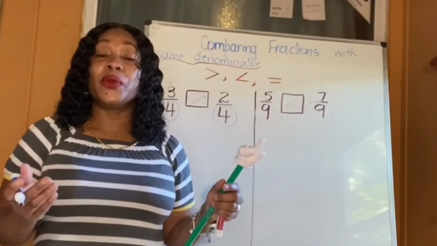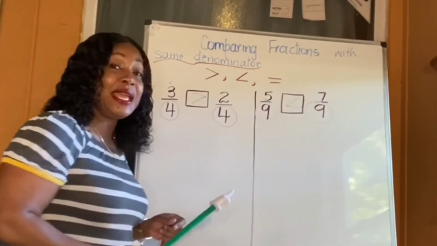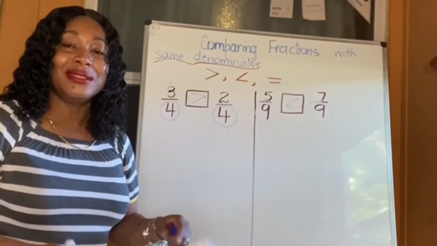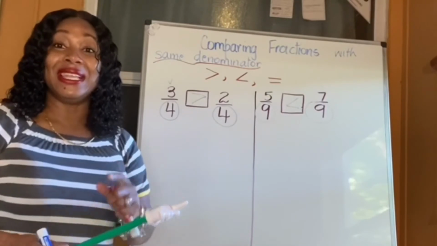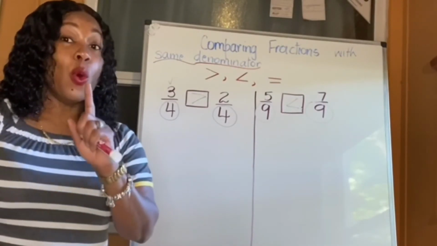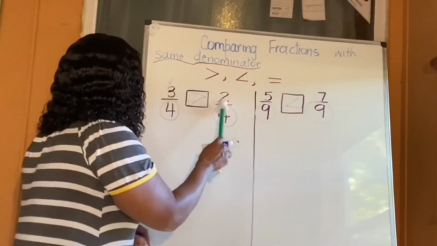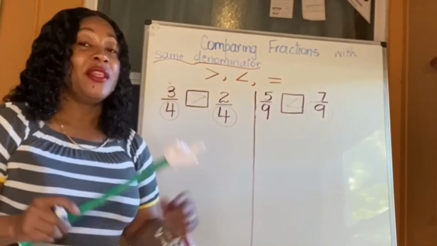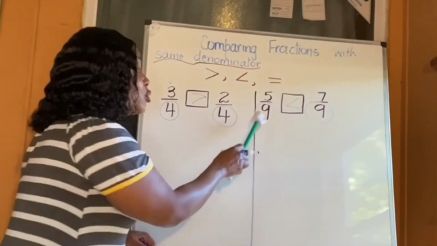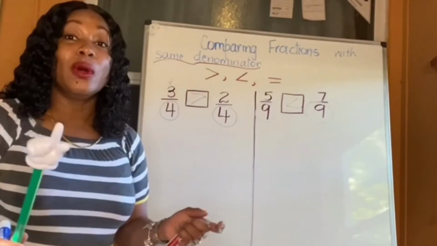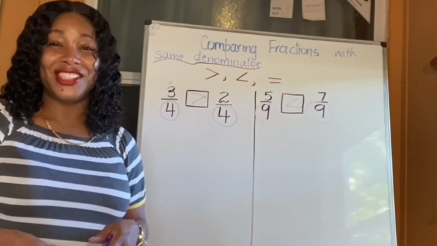So just like when we're comparing whole numbers, once the denominators are the same, just look at the top numbers and that will help you to figure out which is greater or which is less. But remember, that is only when the denominators are the same. If you can't figure out if 3 is greater than 2, then draw your pizzas, cut them into equal parts, or draw your cake, cut them into equal parts, and then shade to see which one has more parts shaded.